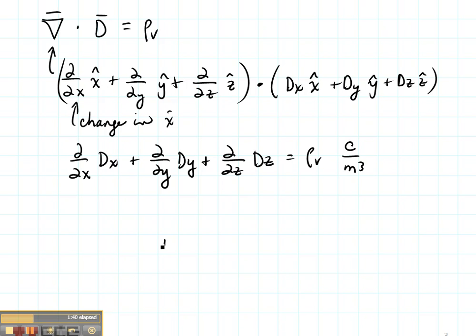So what this means is that if we have one little coulomb in a meter cubed region, it's going to create a change in the x, a change in the y, and/or a change in the z direction, as we've discussed in the past.